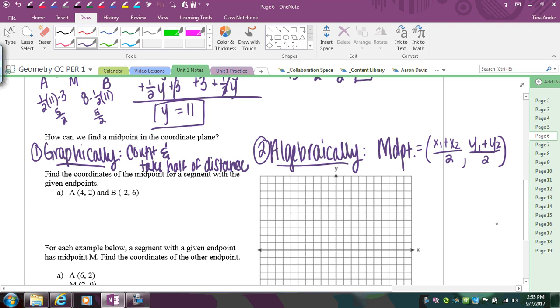So we're going to do this problem both ways, each of the methods, just so that you can see both. So start by graphing. So I graph these 2 points. So I have 4, 2. So 1, 2, 3, 4, up 2. And then I have -2, up 6. 1, 2, 3, 4, 5, 6. I'm going to go ahead and connect these. So here's my segment.